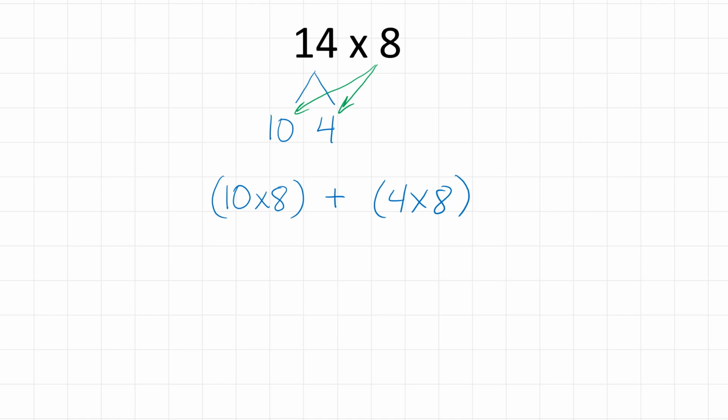So I know my 10 times tables, and 10 times 8 is 80, and 4 times 8 is 32. When I add these two numbers together, I will get my final answer. So, as you can see from this breaking apart method, I can take a more complex problem, like 14 times 8, or even 142 times 8, and break it up and make it easier.